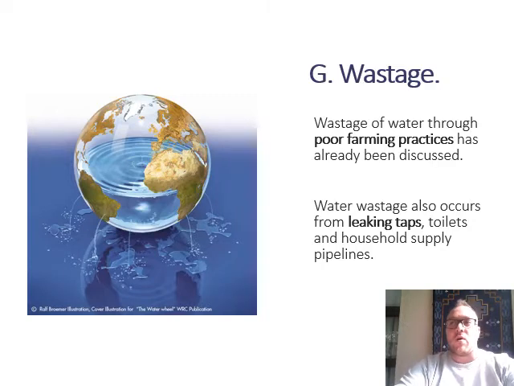If you just go around your house, you could probably point out 1, maybe even 2 taps that are leaking. If you get those fixed, think of the amount of water you will be saving, because in a day, a dripping tap can almost waste a couple of liters of water. So it helps to go and fix a leaking tap, leaking toilets, and household supply pipeline.